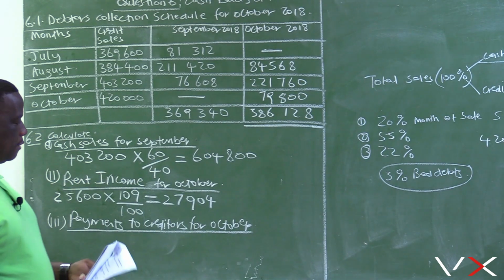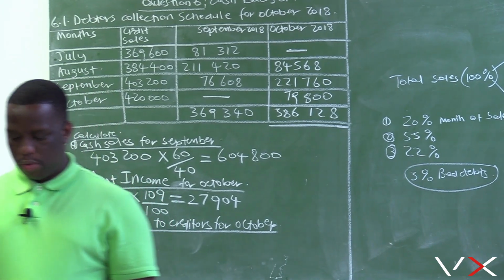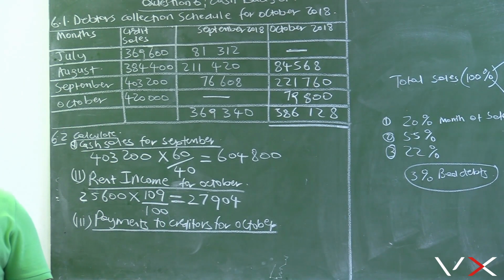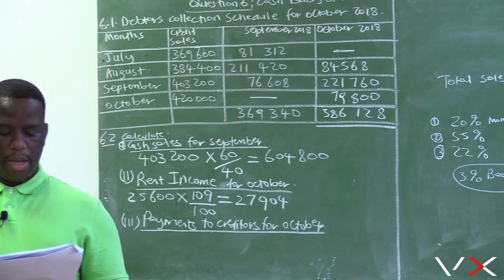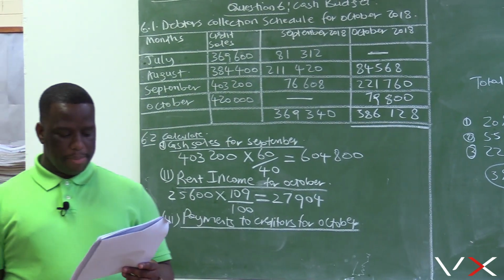Payments to creditors for October. Let's look at the payments to creditors. Let's go back to the transaction so that we get clear information. Information C on page 20 with regards to the payments to creditors.